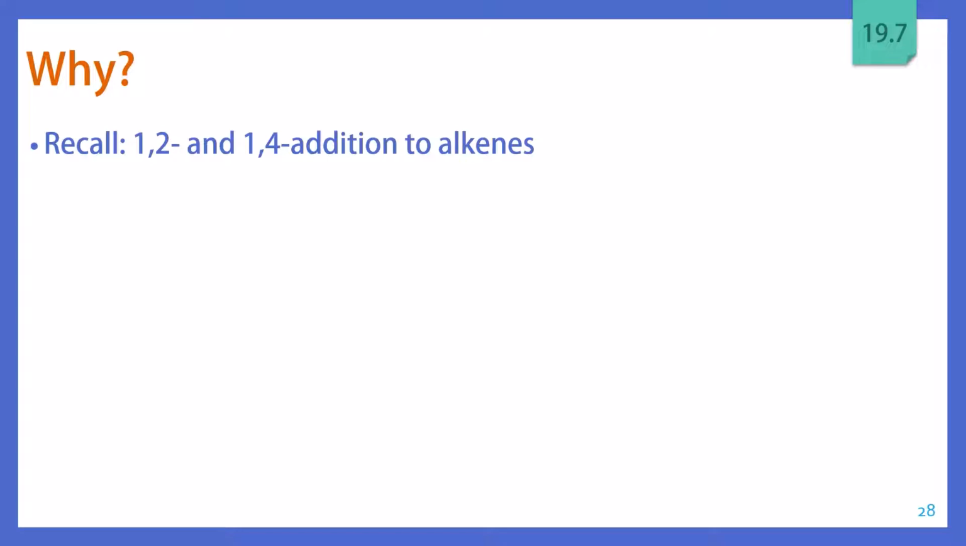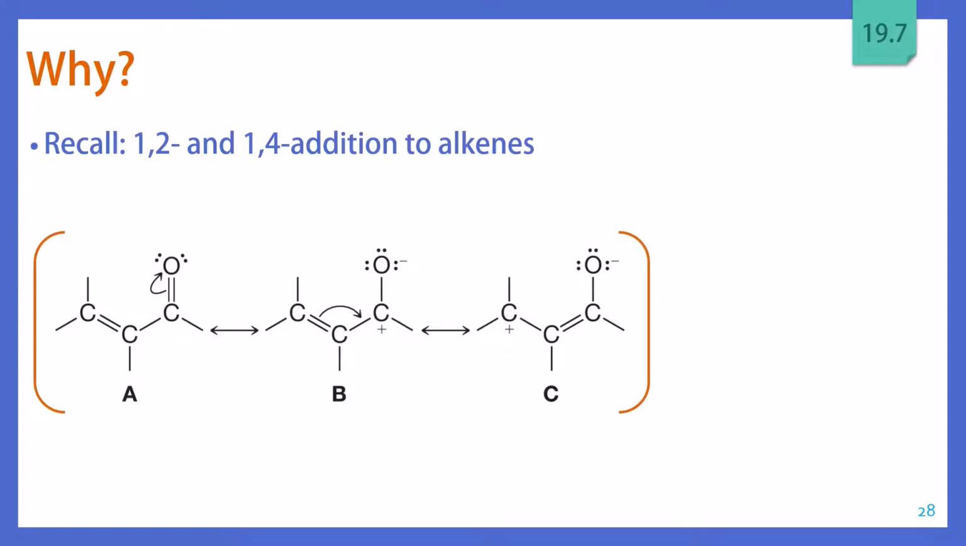So again, recall your 1,2 and 1,4 addition to alkenes. The alpha beta unsaturated carbonyl compound has a couple of resonance forms. So first, you can move the electrons from the carbonyl pi bond up onto the oxygen, and that's going to give you resonance form B. And then resonance form B is stabilized by moving the pi electrons from the alkene towards the carbocation to create a new alkene. This shows you why that beta carbon is electrophilic. It's because you have this stabilizing resonance form here.